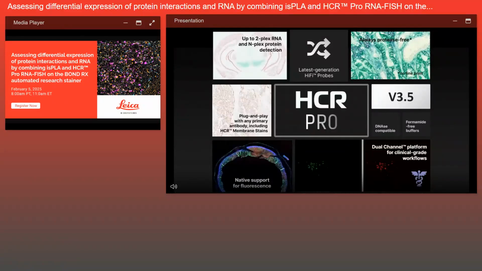The other feature is this process has native support for fluorescence. What's nice is you can actually use the same kit, just swap out the chromogen for a fluorophore. These protocols are DNase compatible, the buffers are formamide free, and for clinical grade workflows, we have a dual channel validation service.